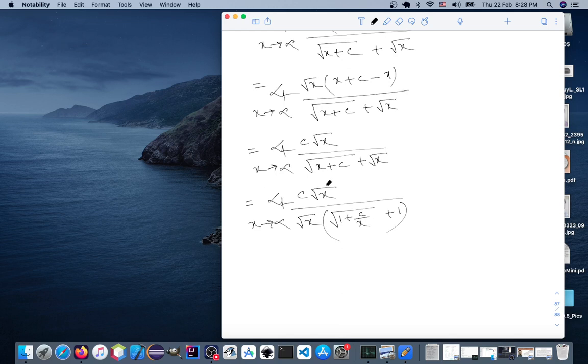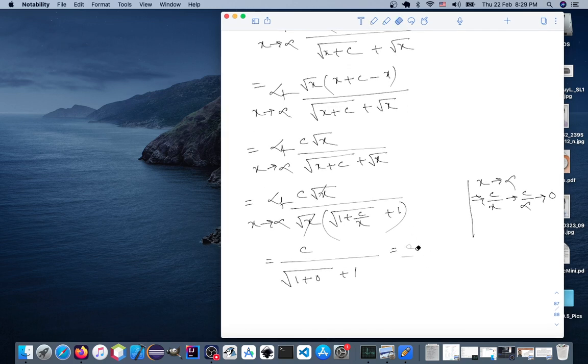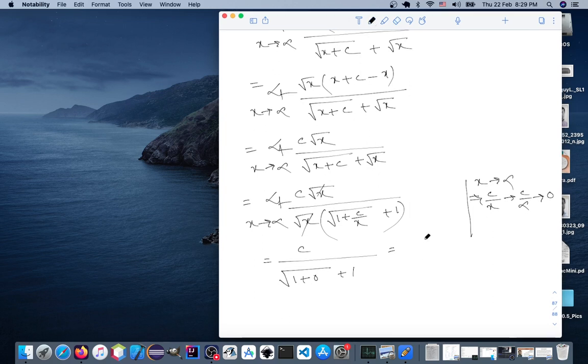So root x gets cancelled, and when x tends to infinity, c by x tends to c by infinity, which tends to 0. So the answer becomes c by root over 1 plus 0 plus 1. This is c by 2 is the answer.